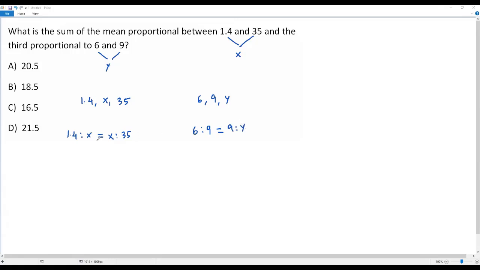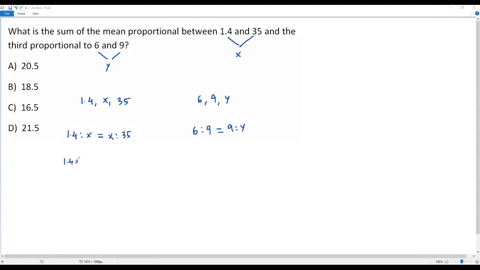Here we have two proportions. One is over here and the other one is over here. In the first proportion, we have to solve for x, and in the second one, we have to solve for y. Now we can use the cross product rule of proportion. What is the cross product rule? The product of extremes equals the product of means. In a proportion, the extremes are the first term and the last term, and the means are the middle two terms.